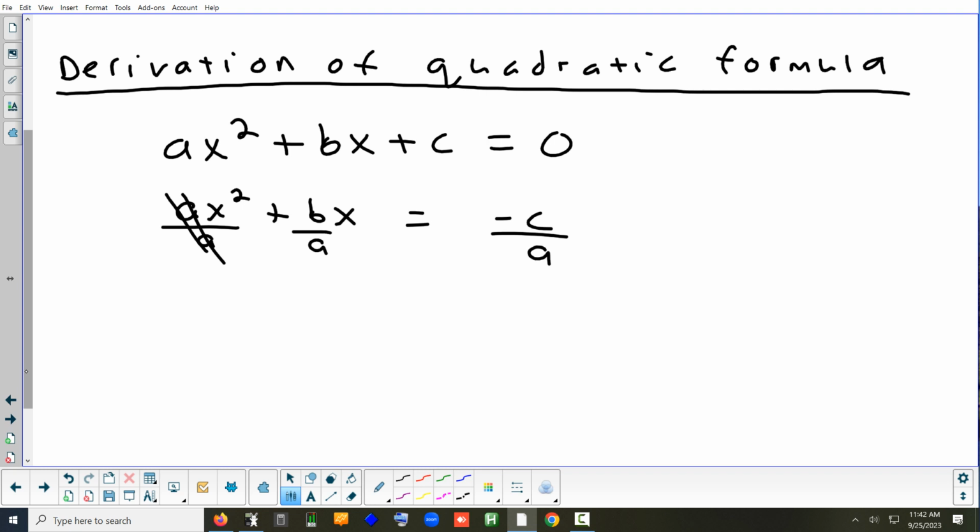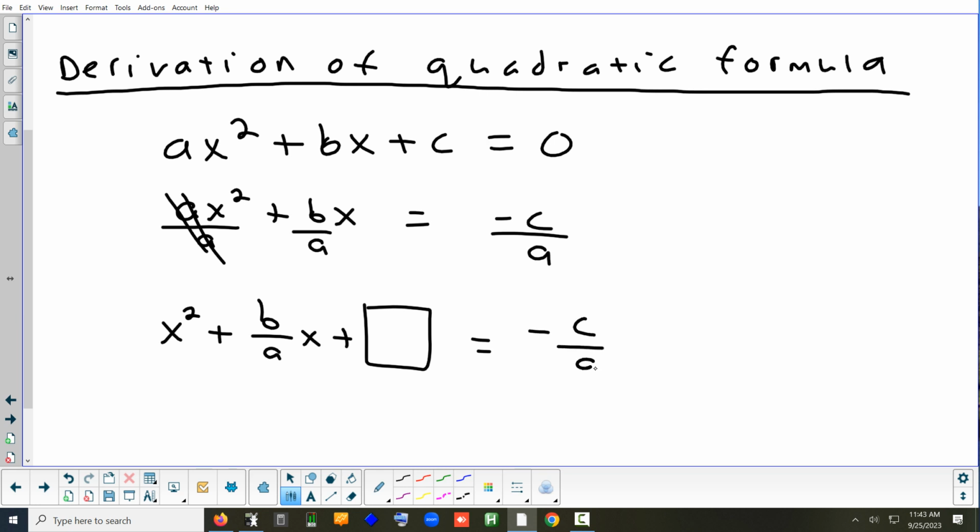Now we need to complete the square. So we would have x squared plus b over a x plus some number that we would add to both sides. And then you also are going to have to do it on this side.